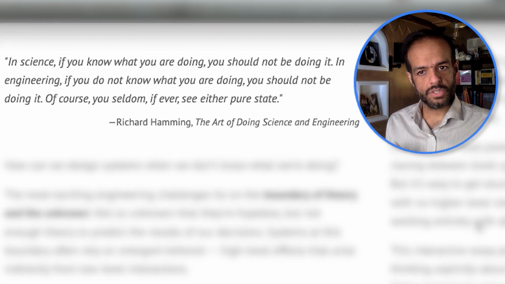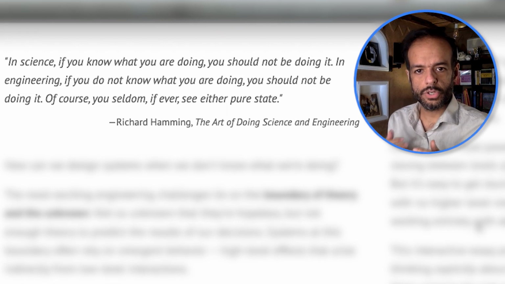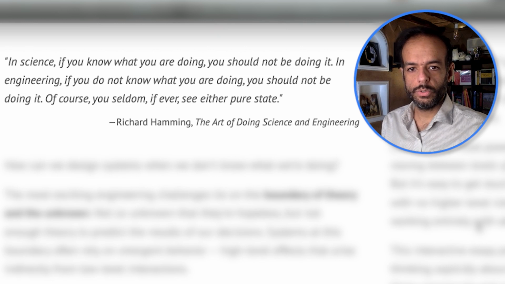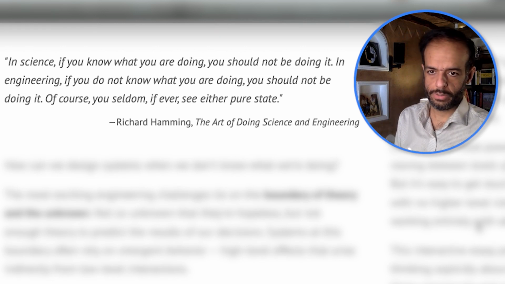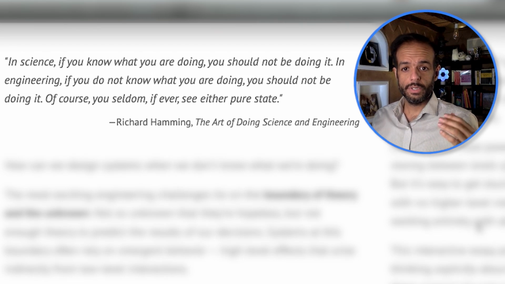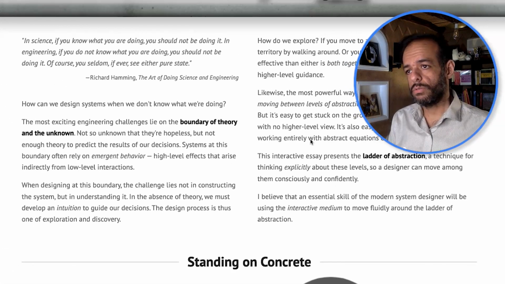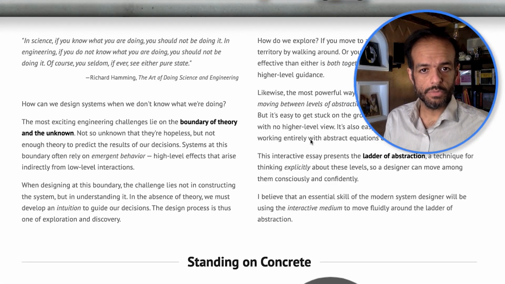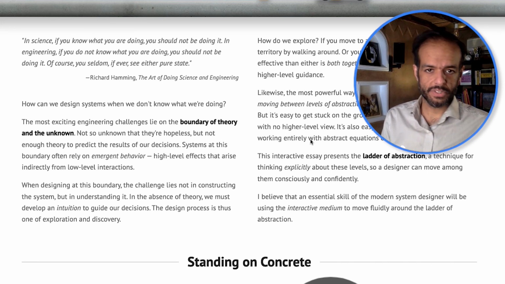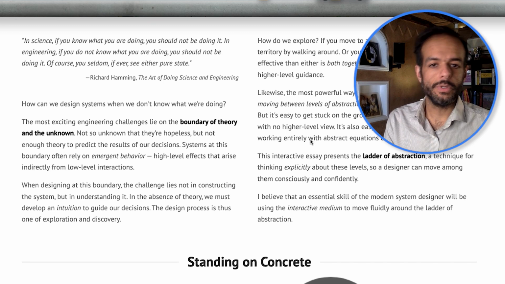Quote goes, "In science, if you know what you're doing, you should not be doing it. In engineering, if you do not know what you're doing, you should not be doing it. Of course, you seldom, if ever, see either pure state." This is also always the case in machine learning. You tend to be doing a bit of engineering, and then a bit of science, and then a bit of engineering, and you veer between the two.